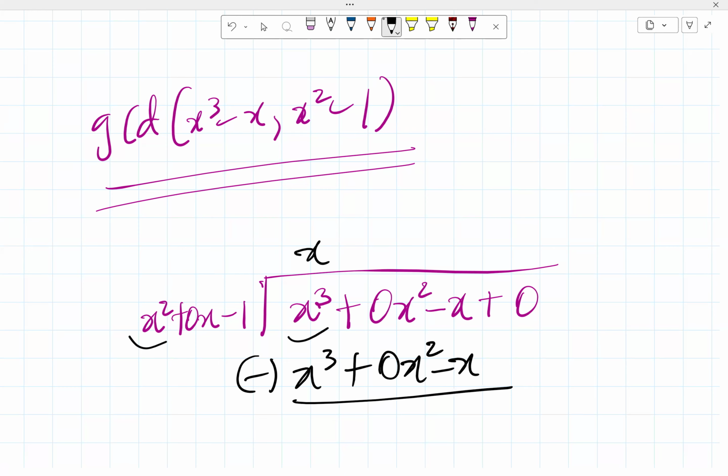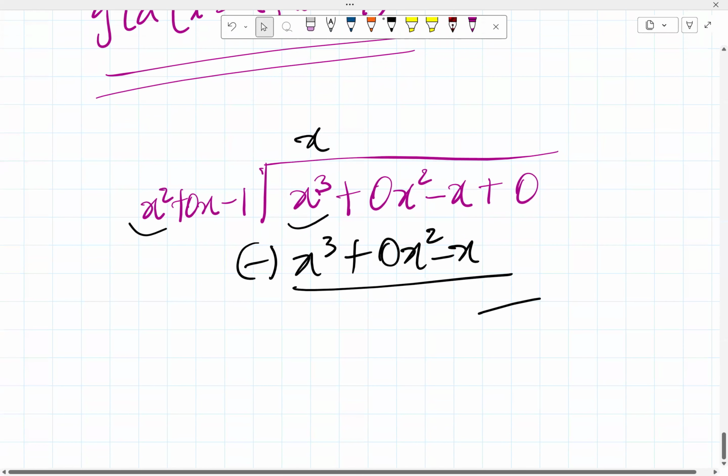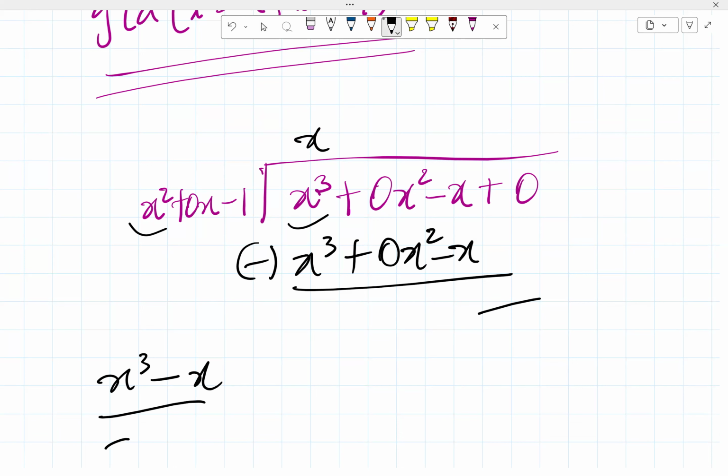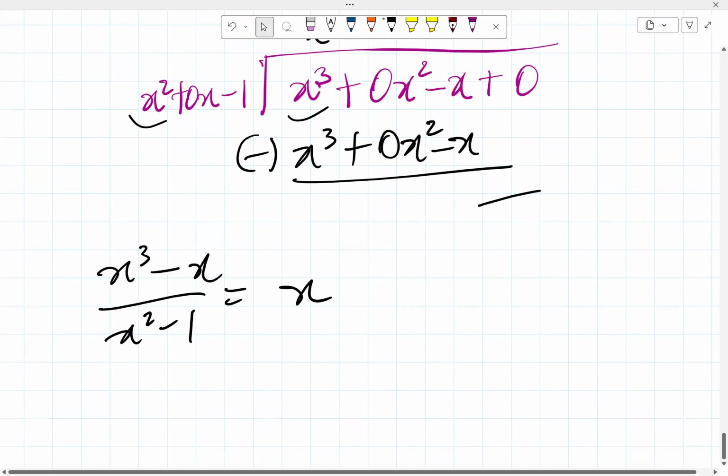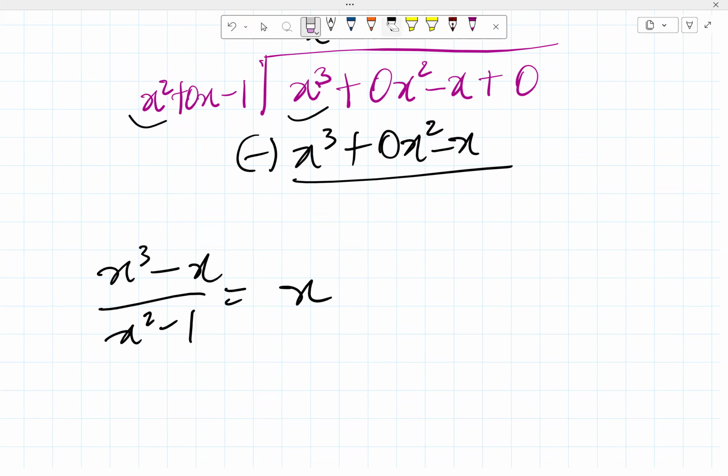Then minus x minus minus x is also 0. So basically, everything is gone. We see here that x cubed minus x all over x squared minus 1 simply gives us x. And there's no remainder. Everything is 0, 0, 0. So no remainder.